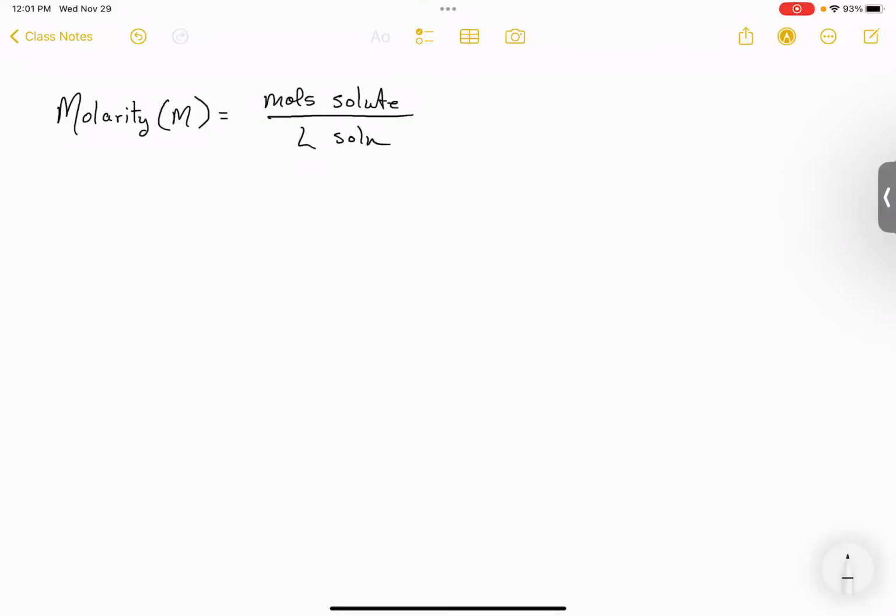So at the end of Monday's class, I introduced this formula where molarity is moles of solute over liters of solution. Basically, to calculate molarity, you've got to be able to get moles of solute and liters of solution and then combine them in the formula in order to get the actual molarity. So let's just start out very straightforward and simple.